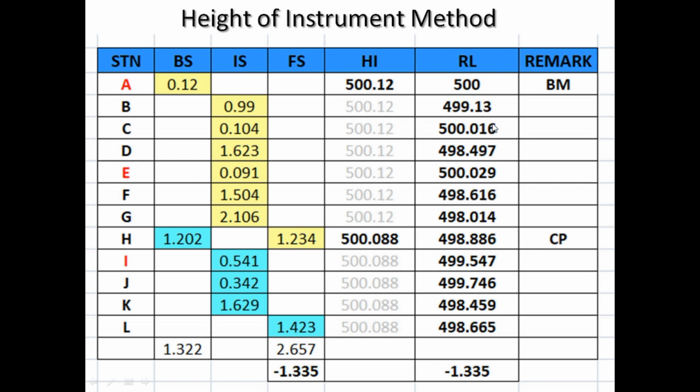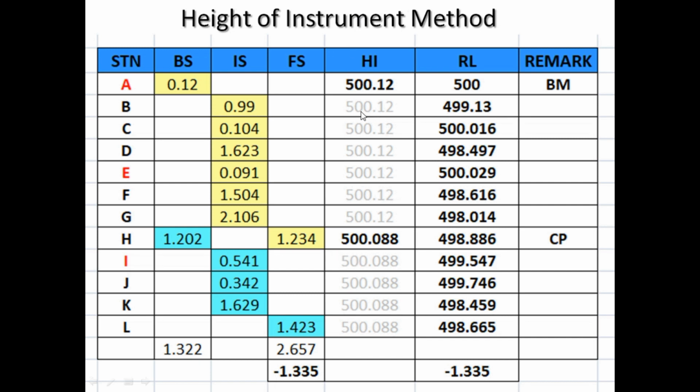Now every time this level can be calculated: height of instrument minus this reading gives you the reduced level. Height of instrument minus this reading, you will get this reduced level. Now how is the new height of instrument calculated? Old height of instrument minus foresight will give you the reduced level. Now this reduced level plus backside of the new set will give you the new height of instrument.